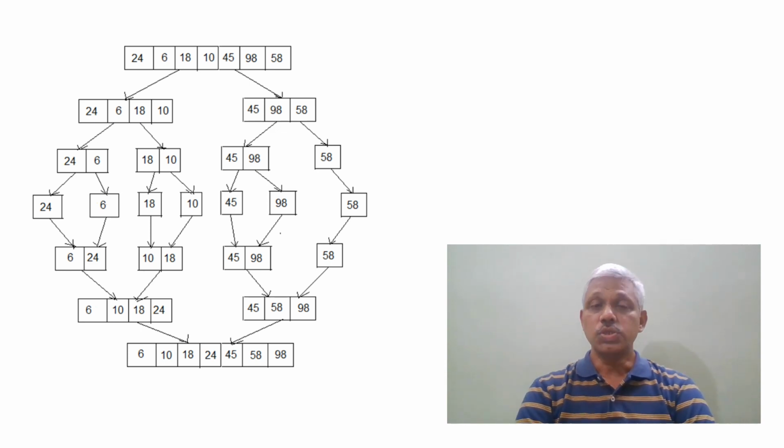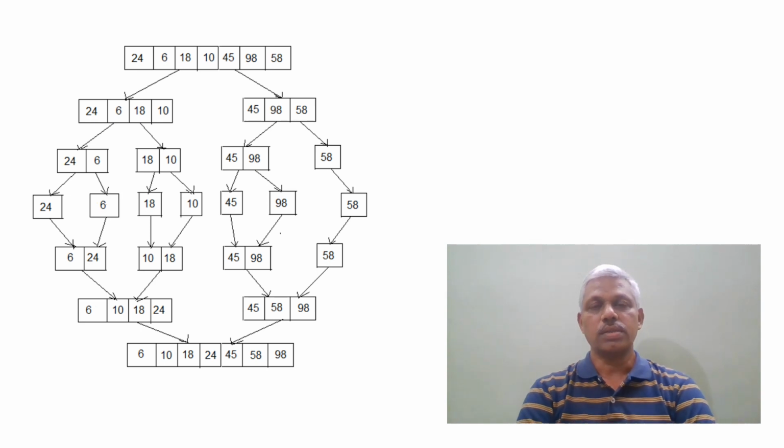Again, these two subarrays are merged into a new subarray consisting of 7 elements. Again, the first positions are compared, 6 and 45, 6 is the least, copy 6. Of the remaining 10 and 45, 10 is the least, copy 10. Of the remaining 18 and 45, 18 being the least, copy 18. 24 and 45, 24 being the least, copy 24.